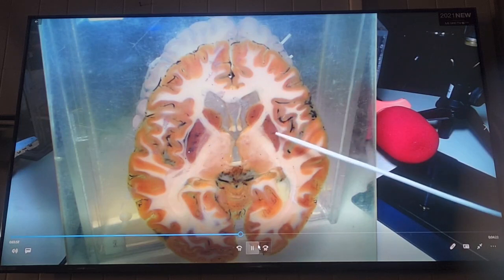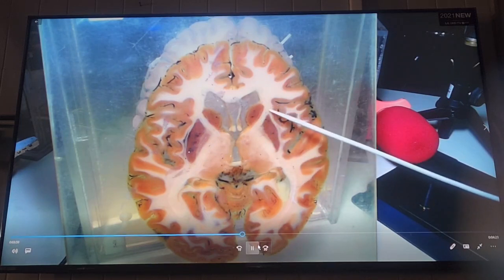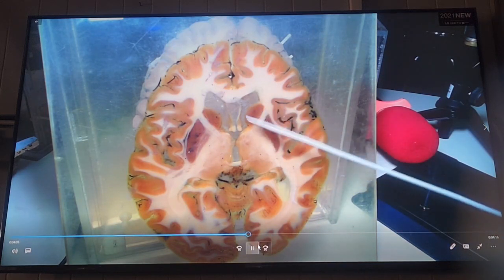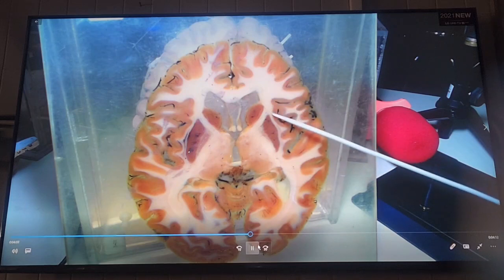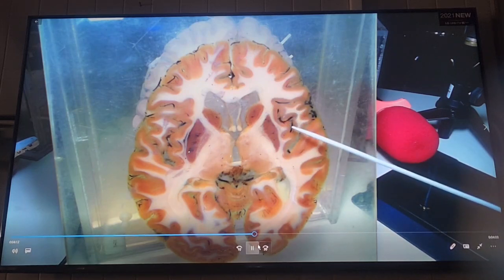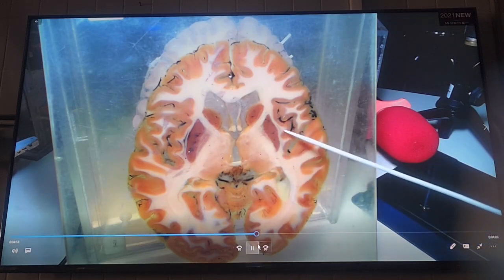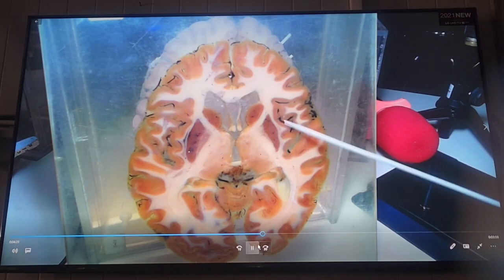When we go laterally more, we see this white band of fiber. We name it the external capsule. The internal capsule is embedded within this nucleus, and this band of white fiber we call the external capsule. And if you focus here, you'll see this band of gray color. We name it the claustrum.